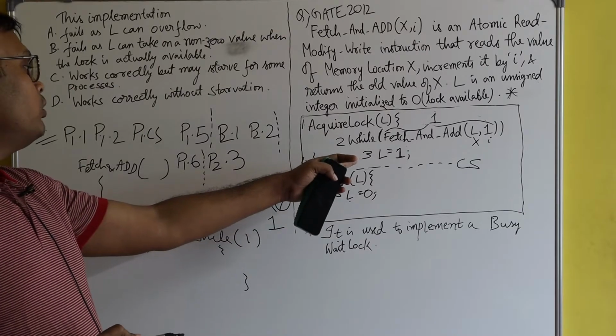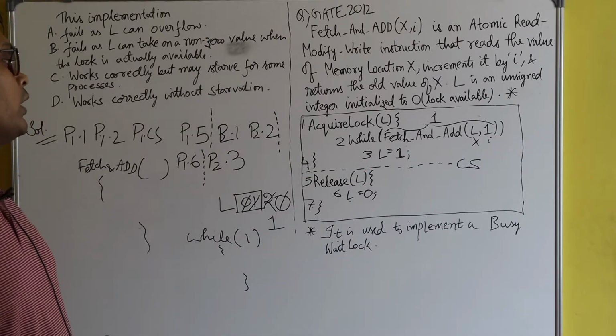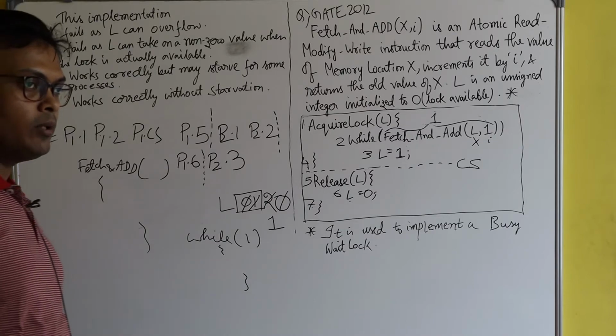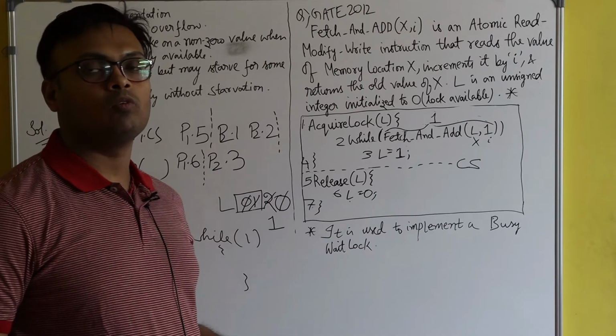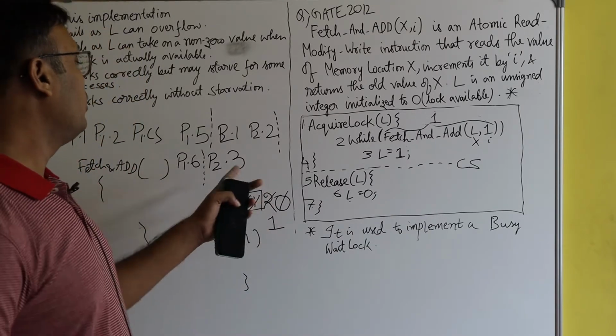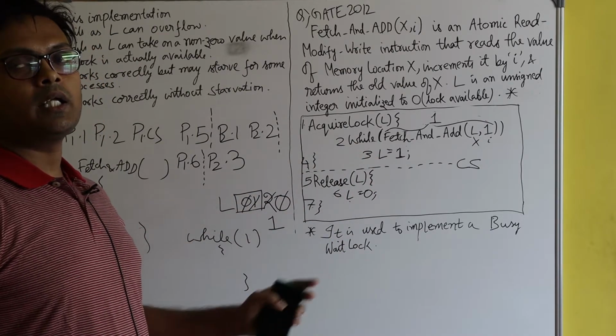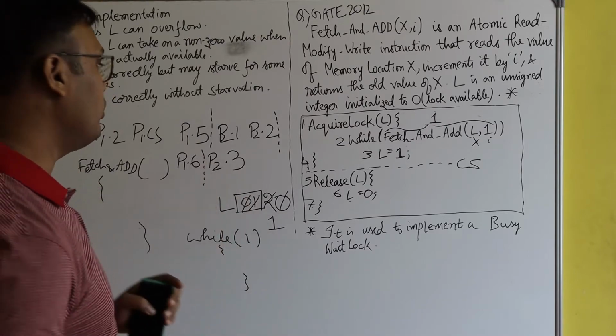Since process P2 has again made the value of lock equal to 1, it means what? Lock is unavailable. Lock 0 means what? Lock is available. And any non-zero value means what? Lock is not available. So process P2 will not enter inside the critical section. Let me tell you how.